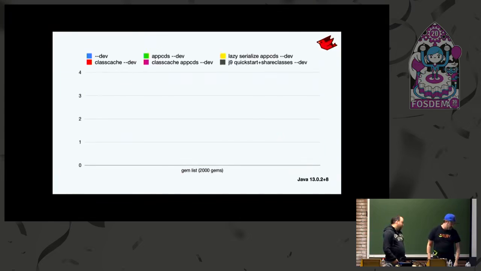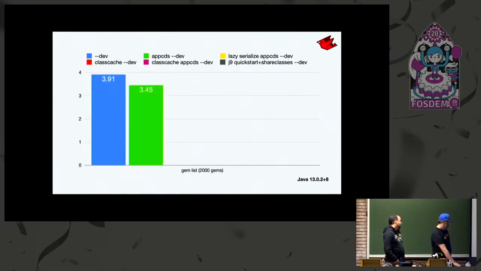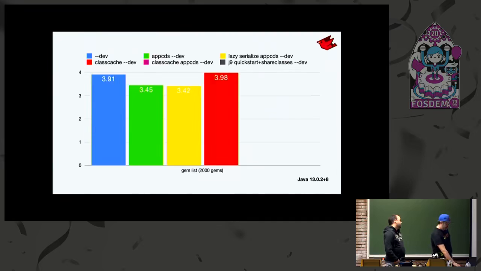Here on a larger example, a gem list with 2,000 gems, and it has to read through all of them. Here's our dev. AppCDS gets us there. With the lazy serialization is slightly better than that. And then we start to see that the cached bytecode does have a larger effect with a long-running app. Again, once we actually give it enough time to JIT, then things start to improve here.